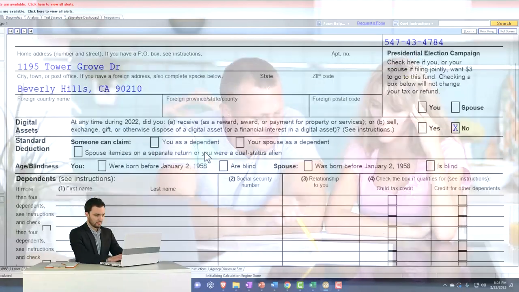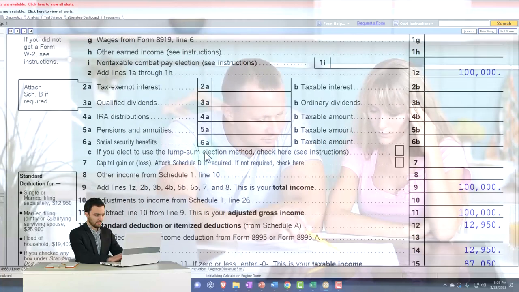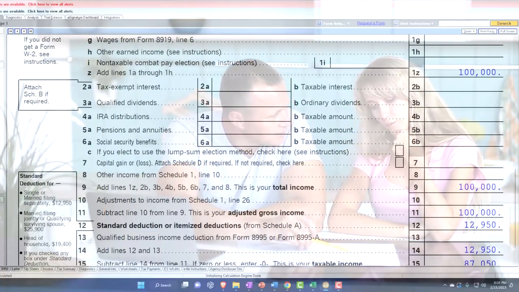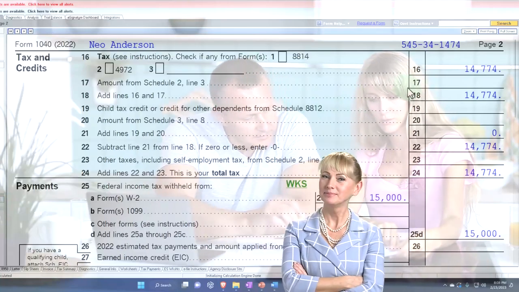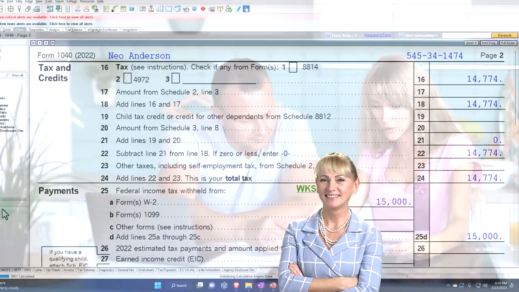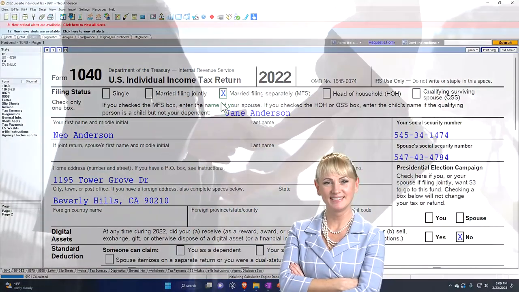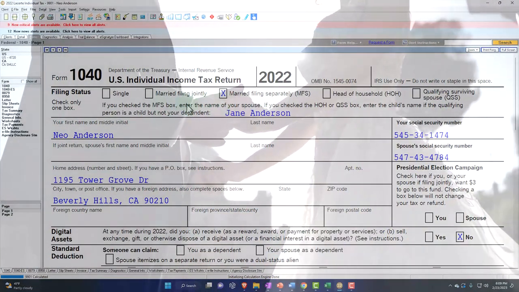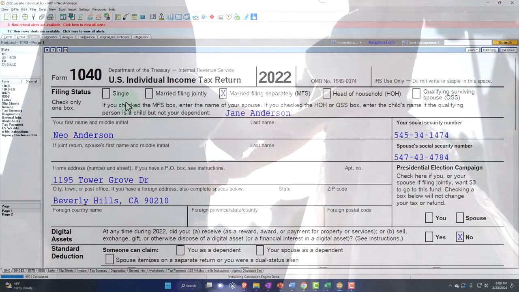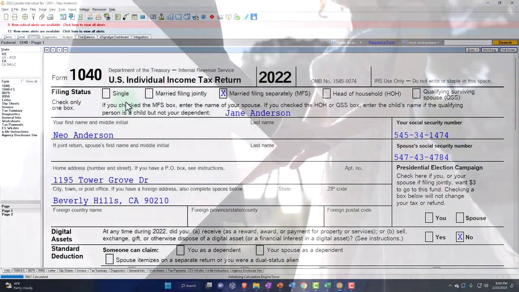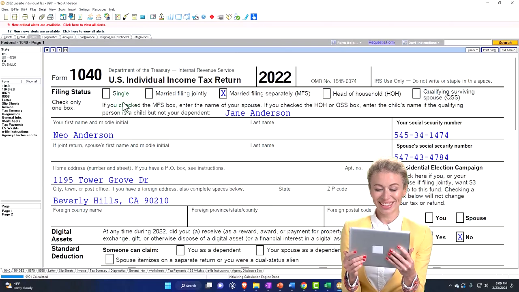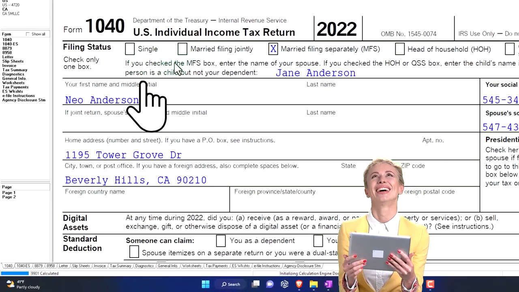Now, as you would expect with the rates down below, the standard deduction is going to go back down to what it was in a single, and the tax rates are going to go back to similar to what you would expect on a single return. But married filing separate is not the same as filing single, so you want to make sure to keep that in mind.